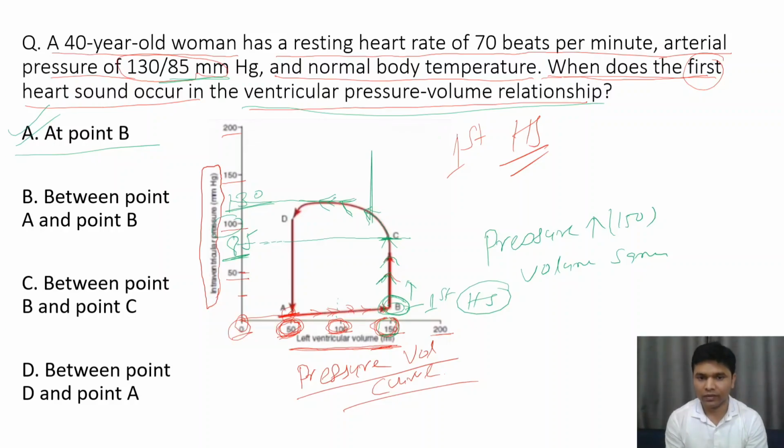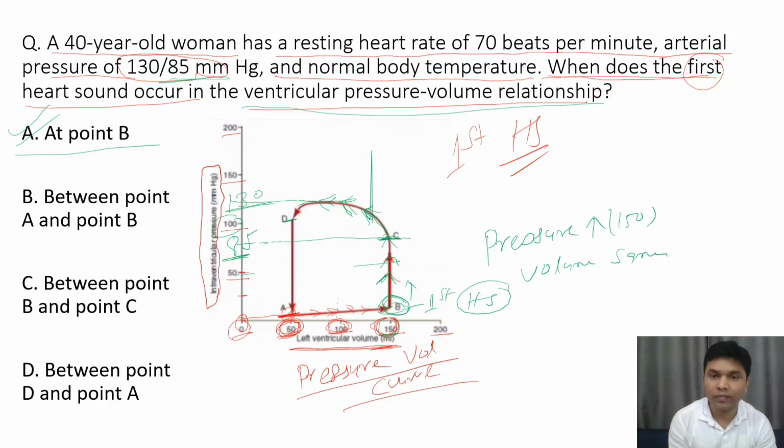So after that contraction, ventricular pressure will continue rising. Suppose it reaches 50, then 80, 85. When it exceeds the aortic pressure, the aortic valve will open and blood will rush from the ventricle to the aorta, and then the volume will start decreasing. That is called the rapid ejection phase, and then the slow ejection phase.